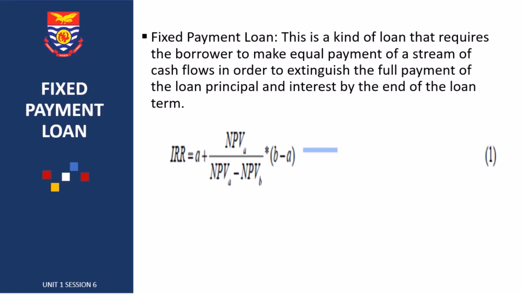Okay, so a fixed payment loan is a kind of loan that requires the borrower to make equal payments of a stream of cash flows in order to extinguish the full payment of the loan and interest by the end of the loan term. This type of loan is common in the mortgage loan market as well as the personal loan market.